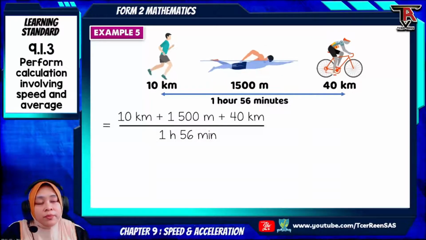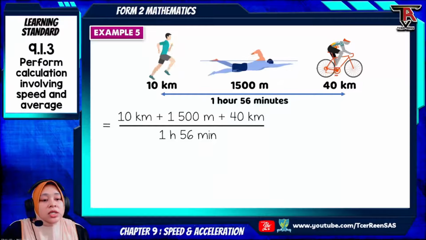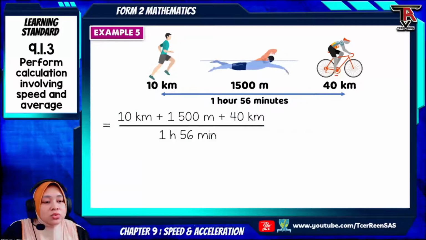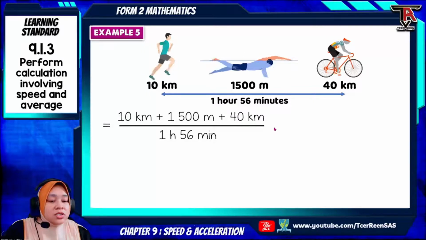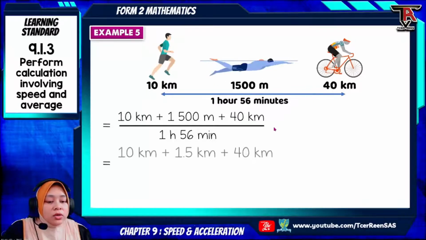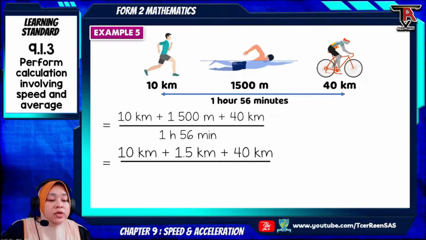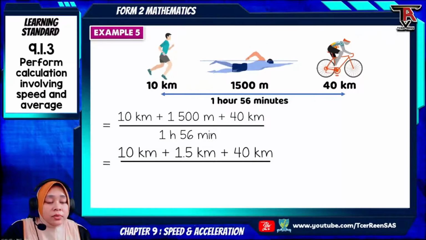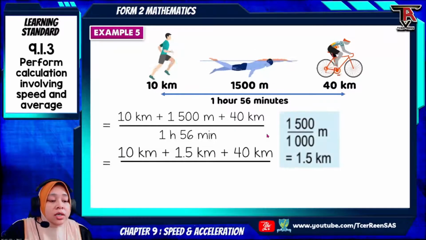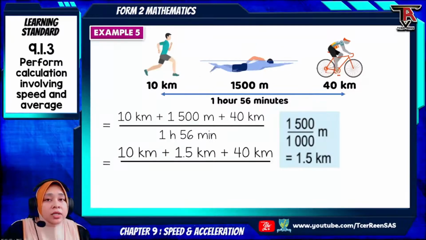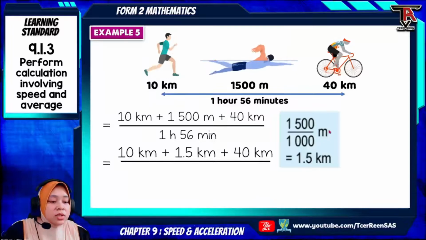For this question, they ask us to answer in kilometer per hour, so you just change it to kilometer. How to change to kilometer? 10 kilometer plus 1.5 kilometer. 1,500 meter is equal to 1.5 kilometer. So how you do it? We divide by 1,000, because meter to kilometer, you just divide by 1,000.